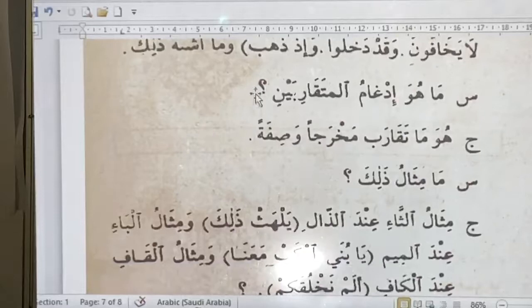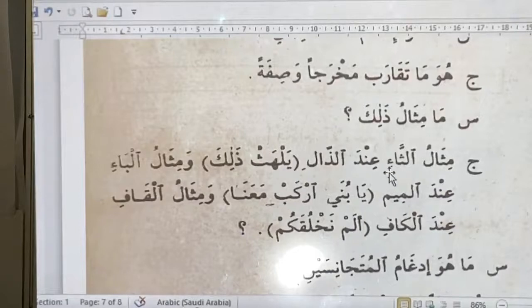So let us see al-idgham al-mutaqaribain. Mutaqaribain huwa ما تقارب مخرجا وصفة. This is when they come from the same makhraj, from the same area. We are going to see in the examples how they come from the same area. Same area means makhraj. Makhraj, this is where the pronunciation comes from when you're reading them. When you're pronouncing it, they are almost the same pronunciation. So we are going to understand better in the example.